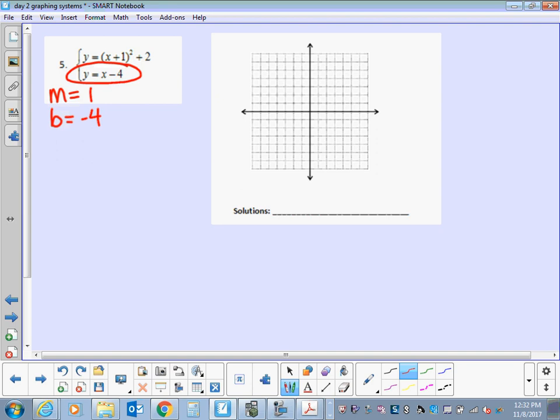Gabe, what are you doing? But this is just a line. You can just start at negative 4, 2, 3, 4, and your slope tells you to go up 1 over 1. I think it's much easier to just graph it this way than to look up points in your table.